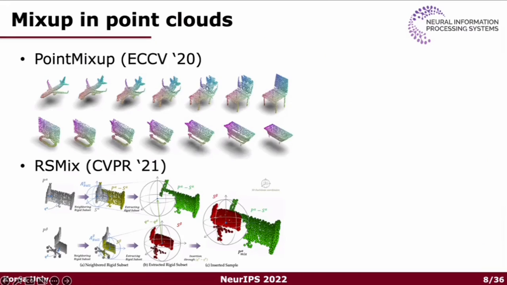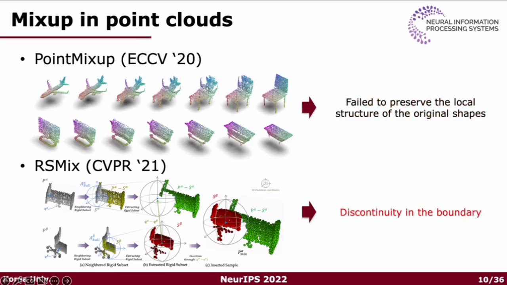Following Mixup, PointMixup and RSMix tried to adapt Mixup and CutMix to point clouds. However, due to the unordered and non-grid structure of the data, PointMixup failed to preserve the local structure of the original shape, and RSMix rendered discontinued boundaries. Also, both did not consider saliency information, failing to preserve the most discriminative parts.